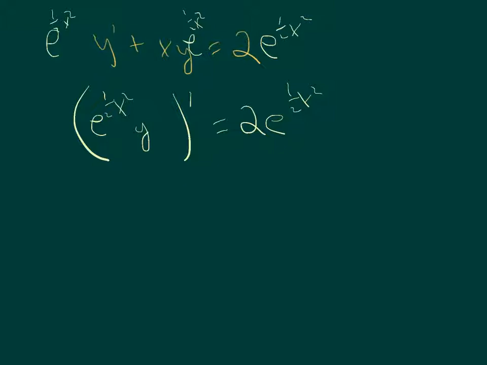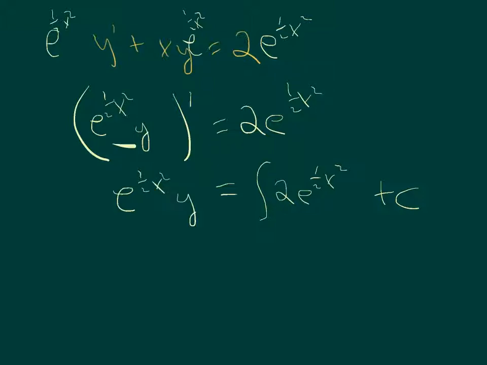Now, we've got a little bit of a problem, and that's that I can anti-differentiate the left side, but I can't anti-differentiate the right side. That does not have a nice antiderivative. So the only thing I can do on the right side is to write it as the integral of 2e to the 1/2 x squared, and then I'll say separately plus c is equal to e to the 1/2 x squared y.